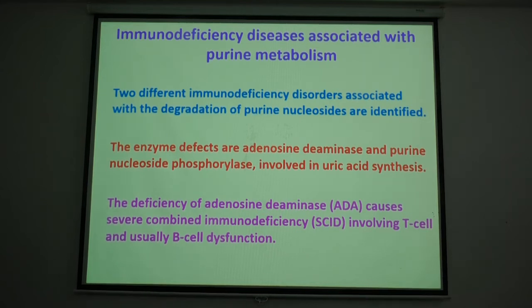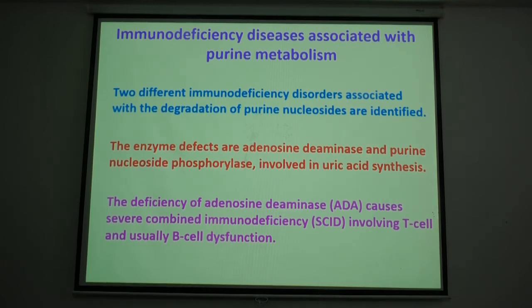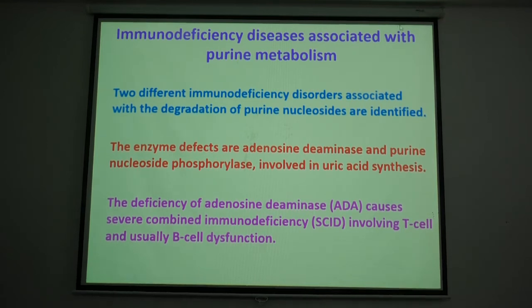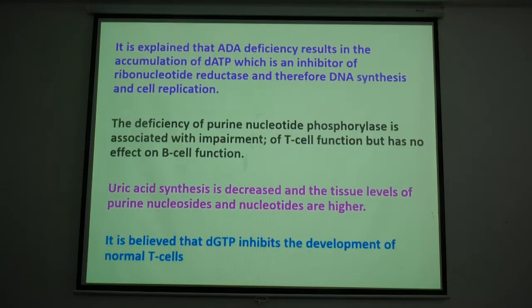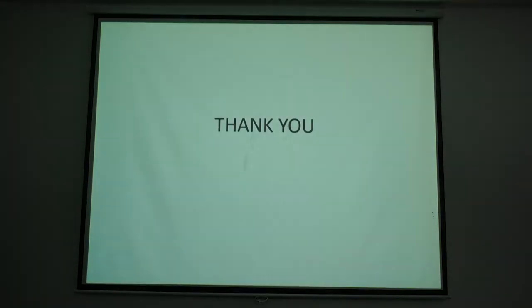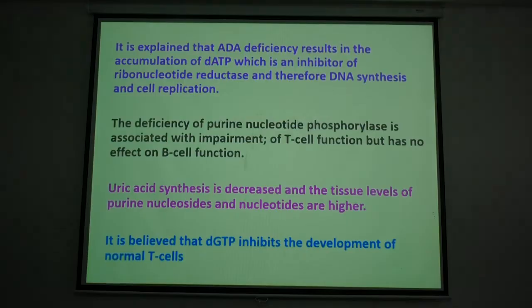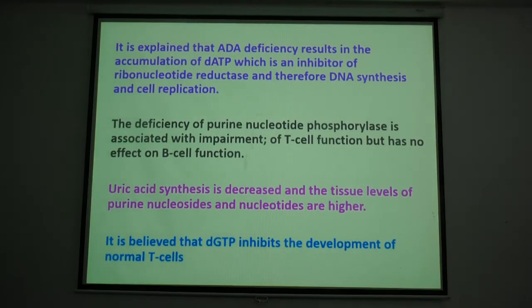Adenosine deaminase. What is the role? Due to this enzyme deficiency, there is SCID, severe combined immunodeficiency disorder. That is, T lymphocytes and B lymphocytes will be dysfunctional. Okay, so any doubt?